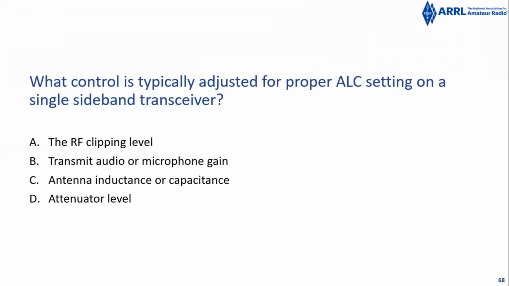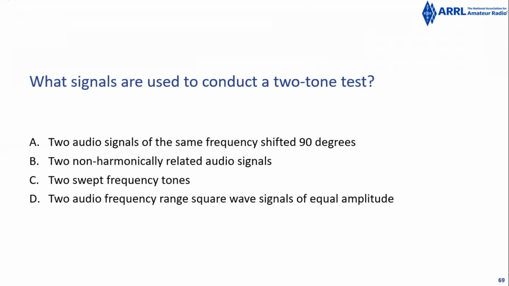What control is typically adjusted for proper ALC setting on a single sideband? Transmit audio and microphone gain. Okay. What signals are used to conduct a two-tone test? Two audio signals that are not harmonically related. That's the key. Non-harmonically related signals. So that would be B.